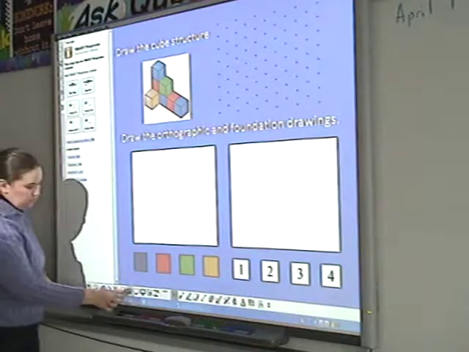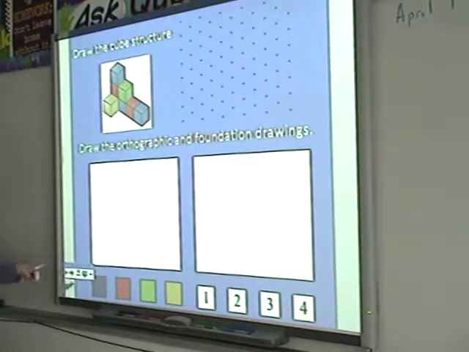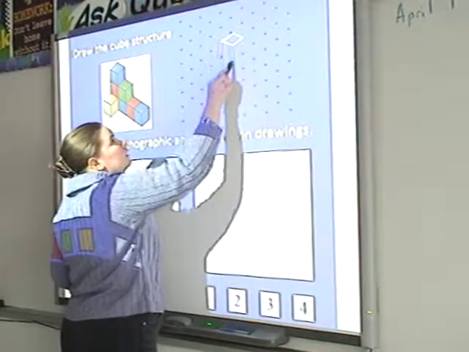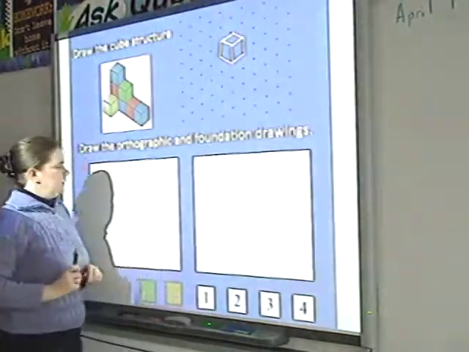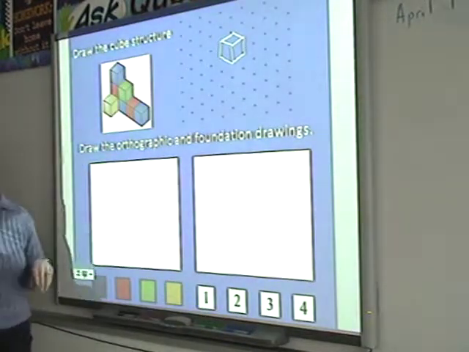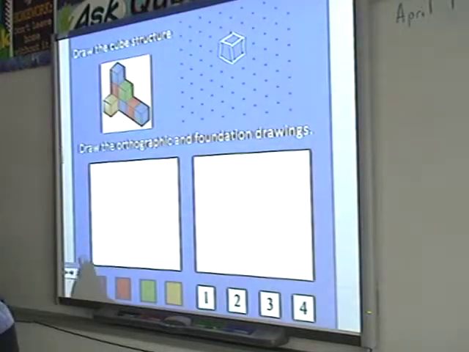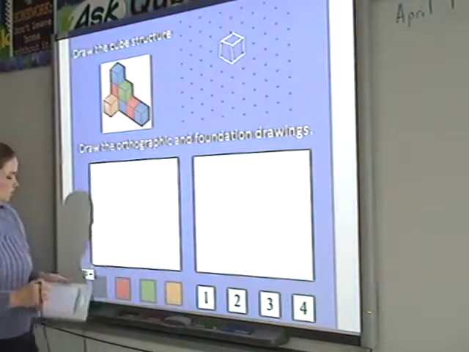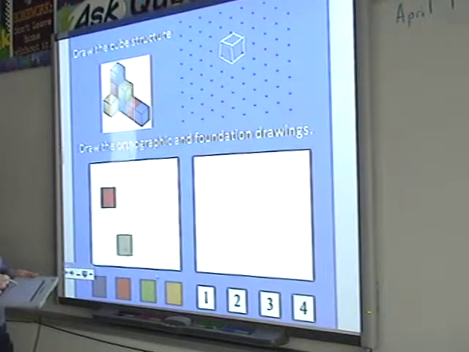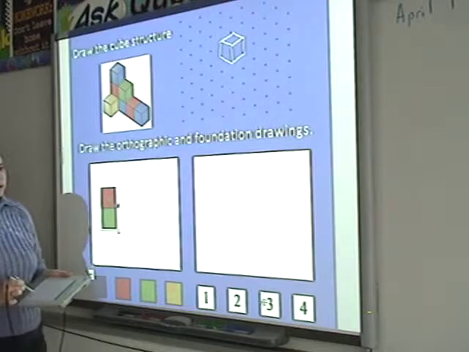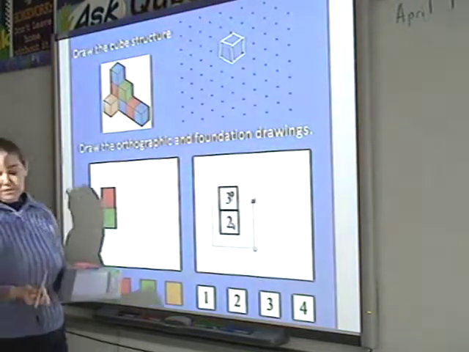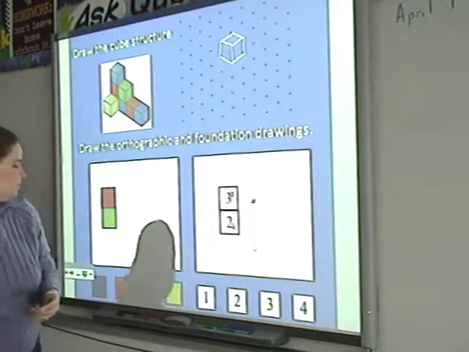All right, at this point, let me go full screen again. The students would come up and draw the isometric drawing on the smartboard to get some practice in. The next box here is for the orthographic drawing. I could either have the students come up and pull the squares up, or I could use the smart slate where the students at their desks would pull up and create the orthographic drawing or the foundation drawing. Okay, this allows them to stay at their seats and still participate in the lesson.